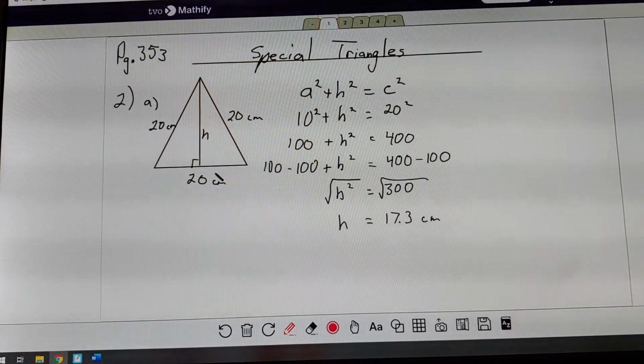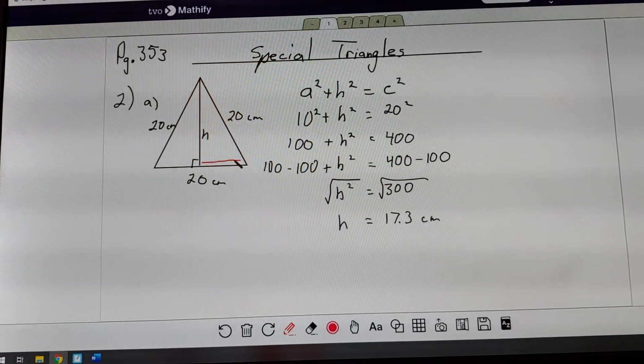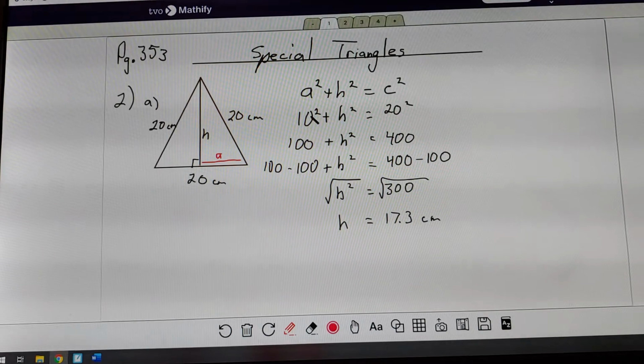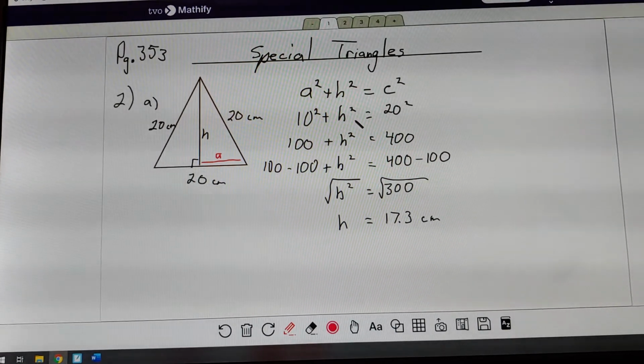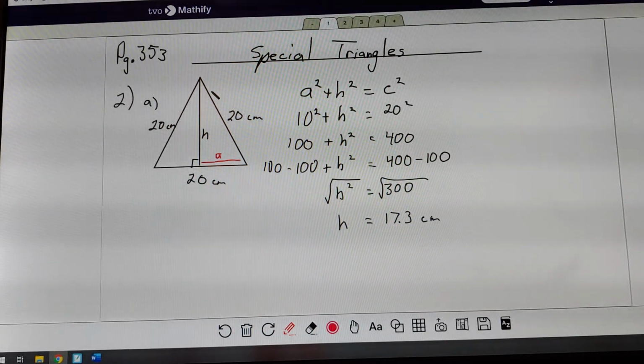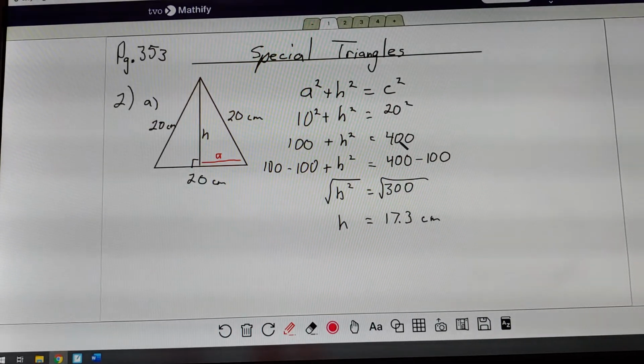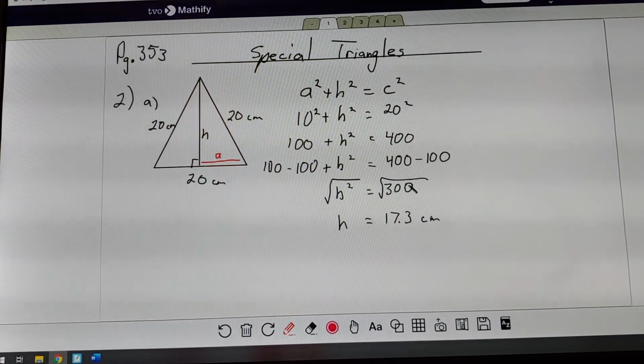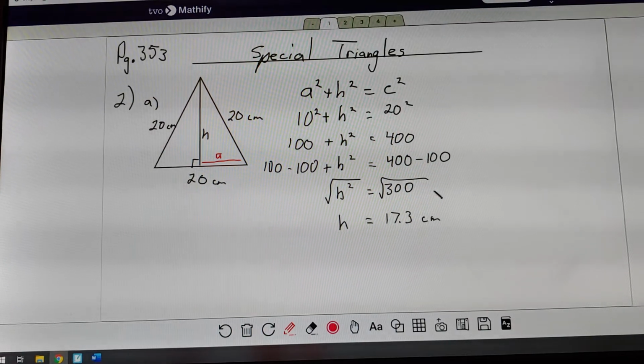So A squared would be this side right here. So this would be A. And that's why it's only 10, because it's half of the 20. And then this is our unknown H, and then 20 is side C. Okay, so from here, 10 times 10 is 100, 20 times 20 is 400, subtract 100 from each side, and then square root both sides, and we get the height of 17.3.